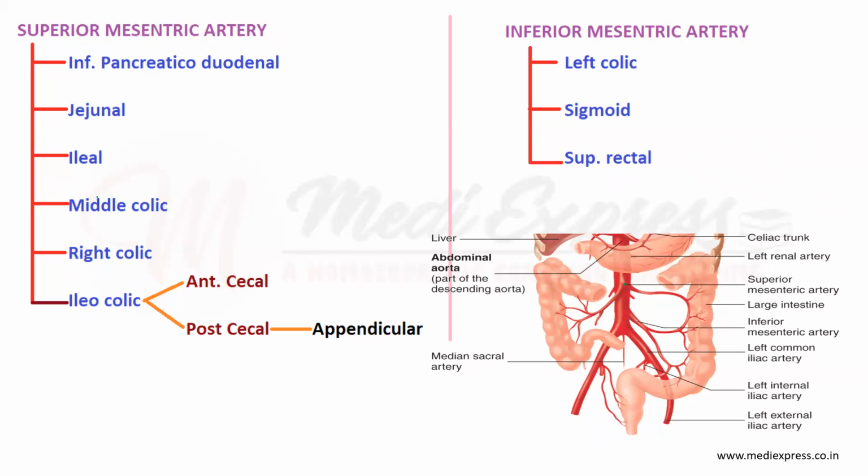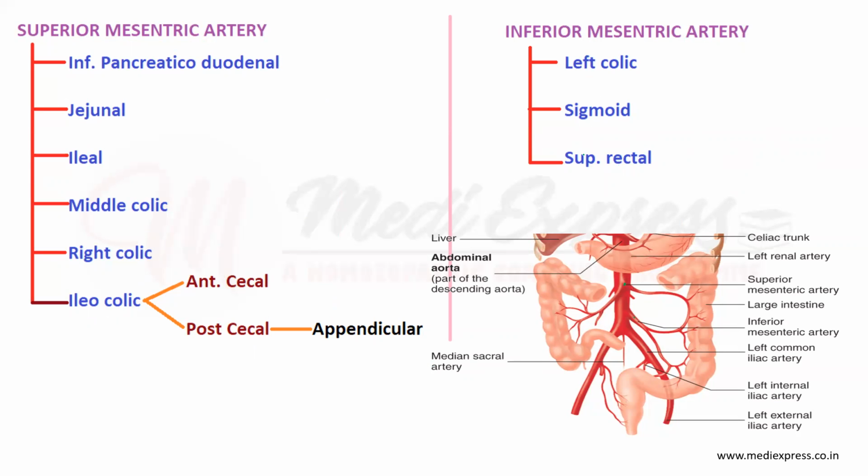As the name goes, it applies to that particular part. Inferior pancreaticoduodenal artery, jejunal artery, ileal artery, middle colic artery, right colic artery, and ileocolic artery. Now, what about the rest of the parts that are supplied by the inferior mesenteric artery? The inferior mesenteric artery, you can see, will go and supply the left colon, then the sigmoid artery, and the superior rectal artery. So, these are the three branches of the inferior mesenteric artery.